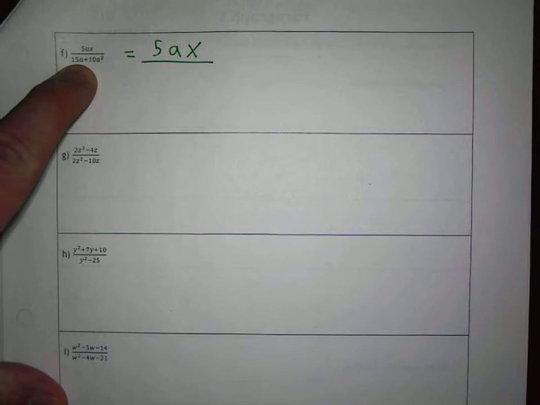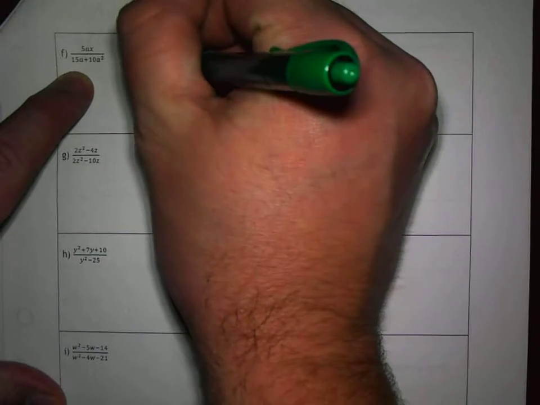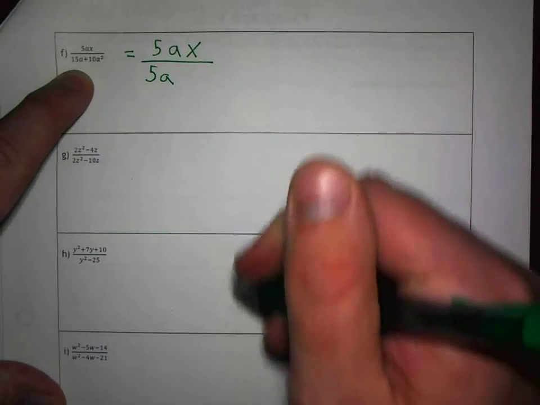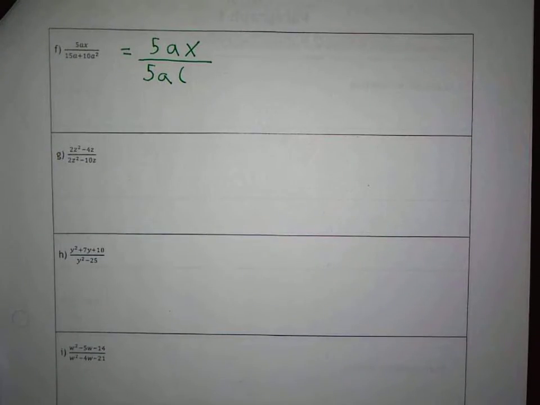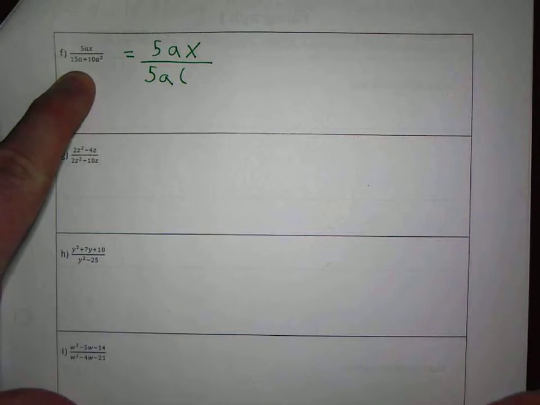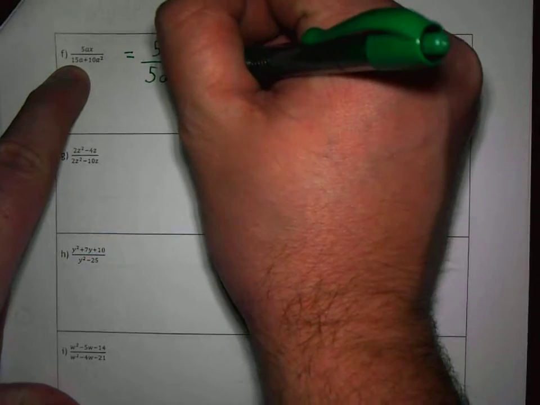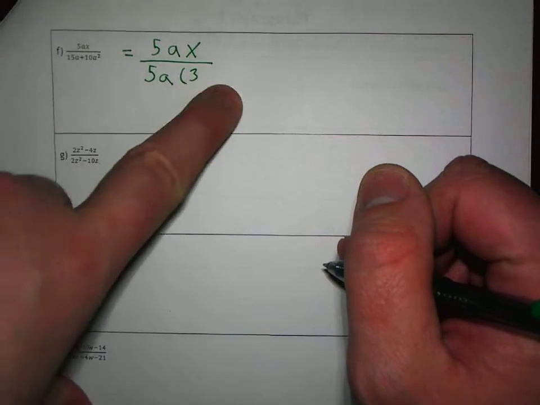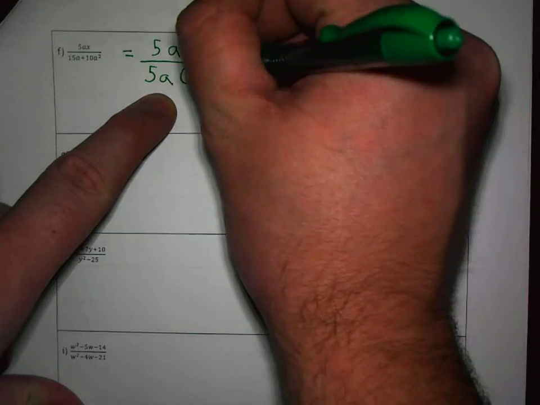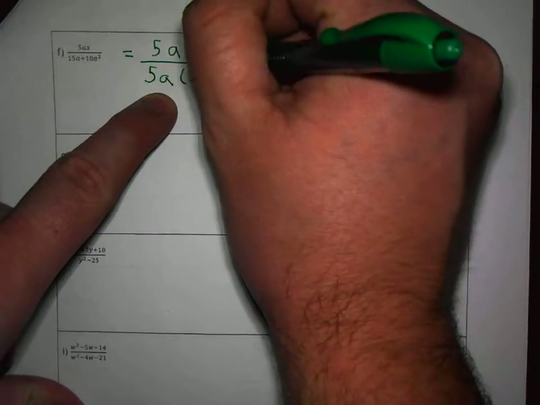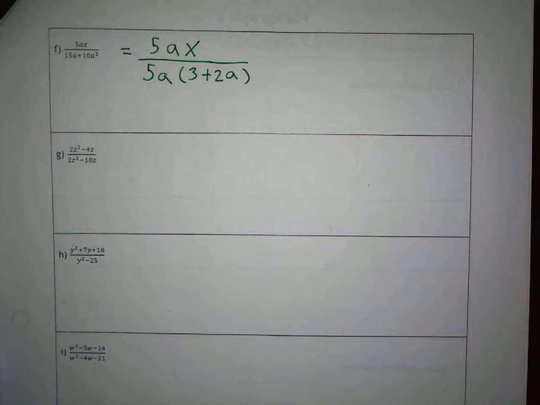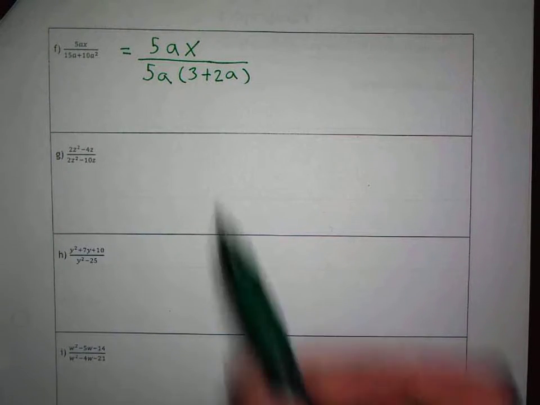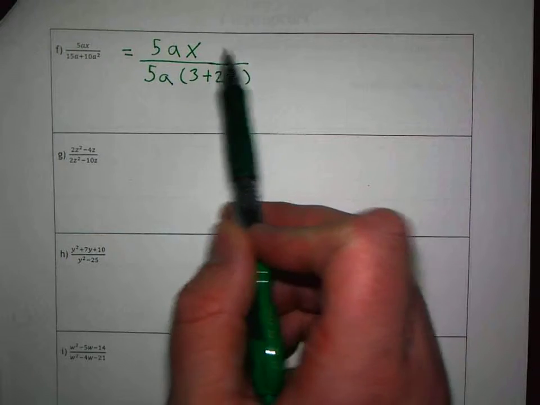And now 15a plus 10a squared, the GCF is 5a. Now 5a are now separate. Okay? You could do anything you want with 5a now. But what's left, see, 5a times what is 15a? That'd be 3. And 5a times what is 10a squared? That'd be 2a. Now 3 plus 2a are still joined together with a plus sign.